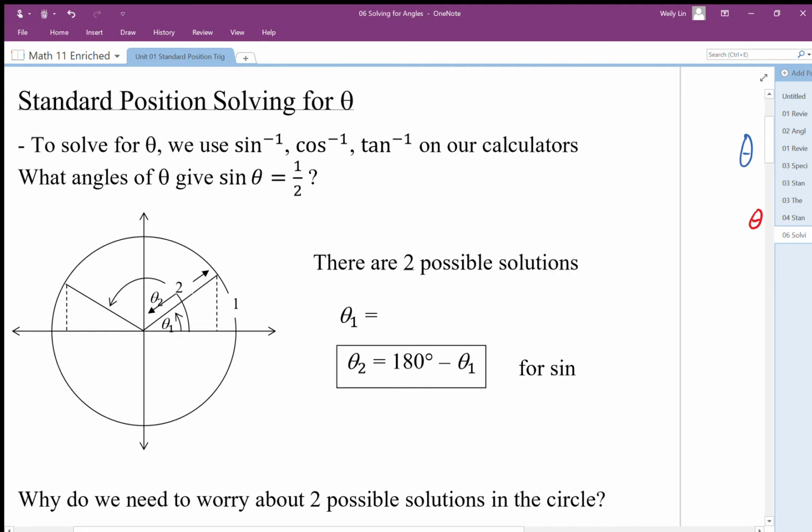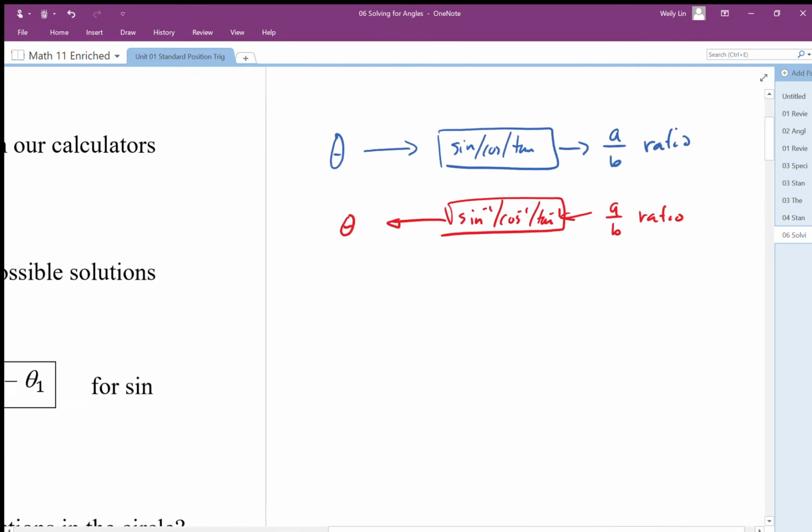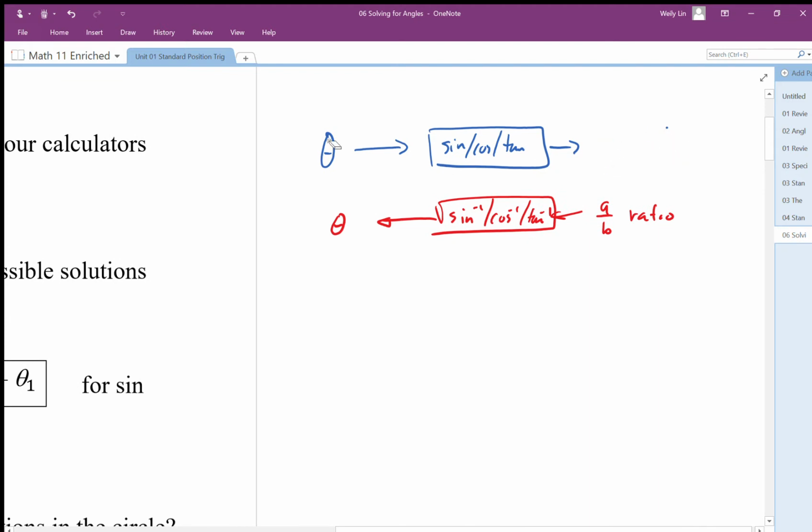Now the problem with solving for the angle theta in standard position is that theta can take on two positions. Okay, so I'll give you an example here. If we take an angle of 30 degrees and we put it into our sine function, sine theta, our output is going to be 1/2. Okay, because we have our 30 degrees here, the height is going to be 1/2.